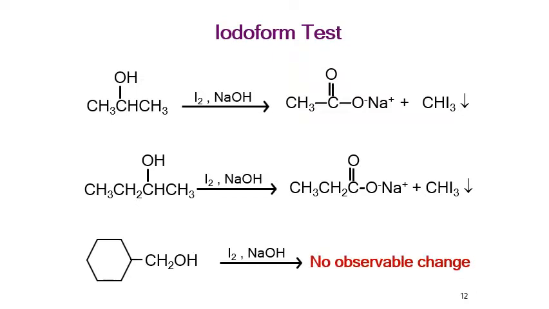And the last example is cyclohexylmethanol treated with I2 in aqueous sodium hydroxide. No observable change will be observed. This is because in the structure of cyclohexylmethanol, there is no methyl carbonyl group.